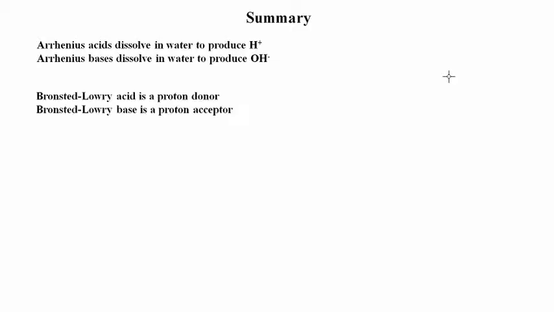By the Arrhenius definitions, an acid is a substance that dissolves in water to produce H+, or the H3O+ hydronium ions, and a base dissolves in water to produce OH- ions. By another definition, a Bronsted-Lowry acid is a proton donor, and a Bronsted-Lowry base is a proton acceptor.